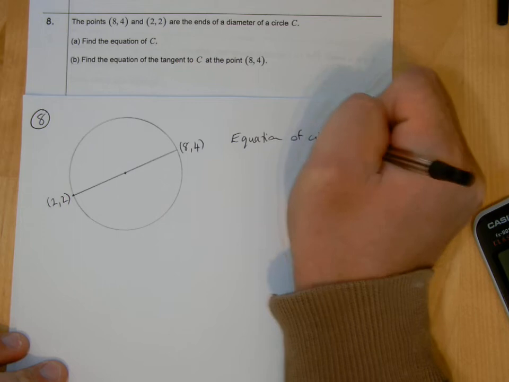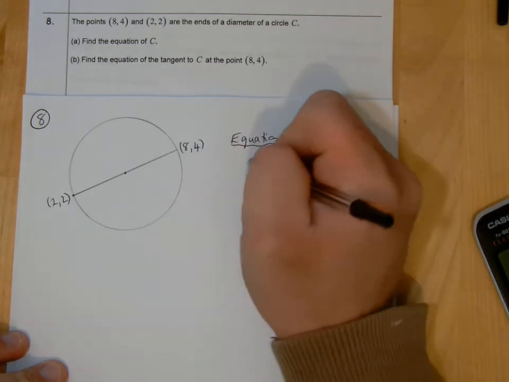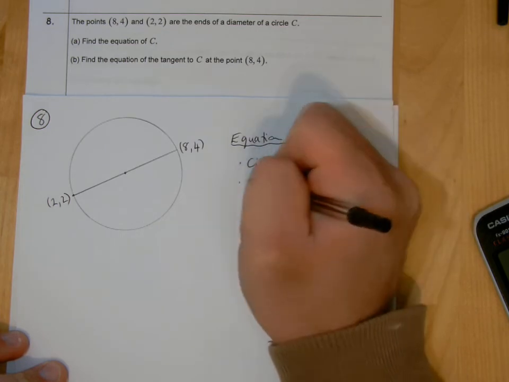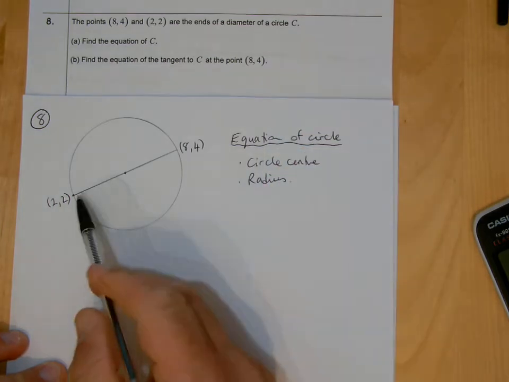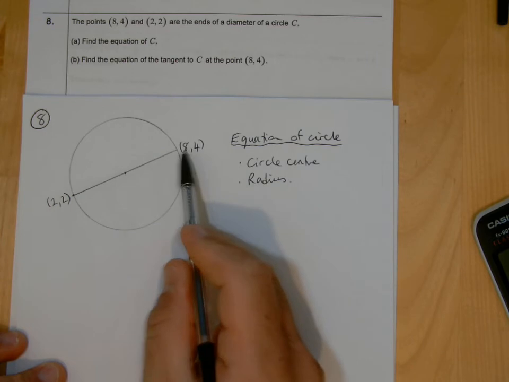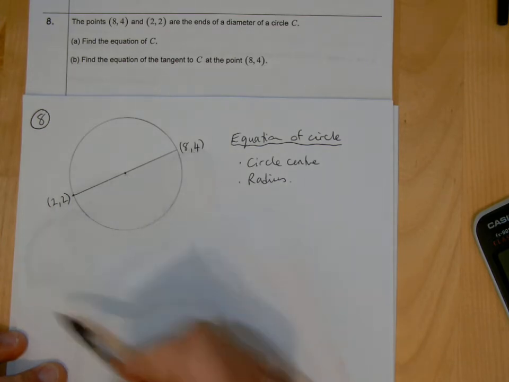Now to get the equation of the circle, you need 2 things, don't you? If you remember, you need the circle center, and you also need the radius. It's quite straightforward to get the circle center because you've got the 2 end points of the diameter. The circle center is going to be in the middle of these 2 points.